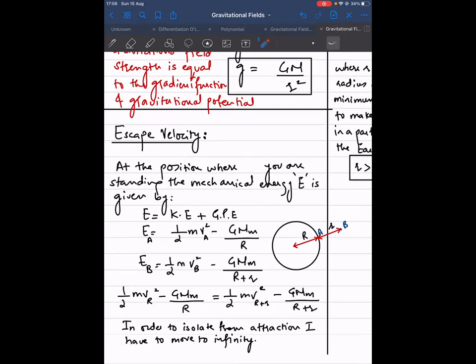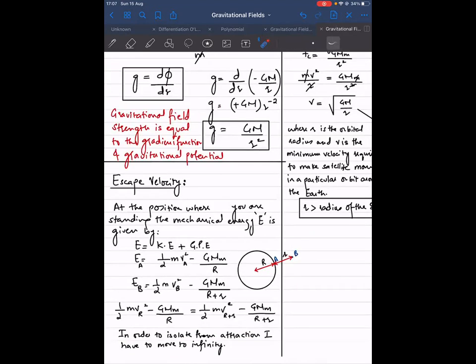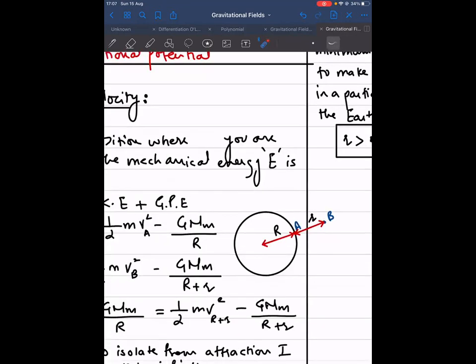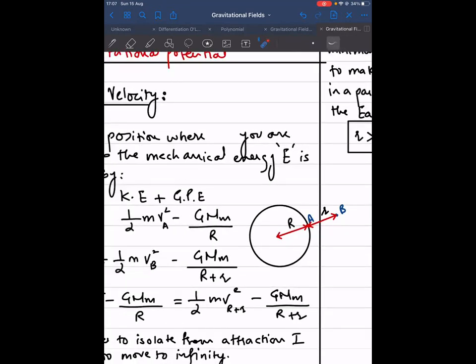Now in order to isolate from attraction, I have to move it to infinity. ठीक है ना? What I've done is, कि मुझे अगर escape करना है, meaning if I need to escape the gravitational field or the gravitational attraction of this mass, let's think of this to be an Earth, although it can be any planet, but let's think that to be of an Earth.